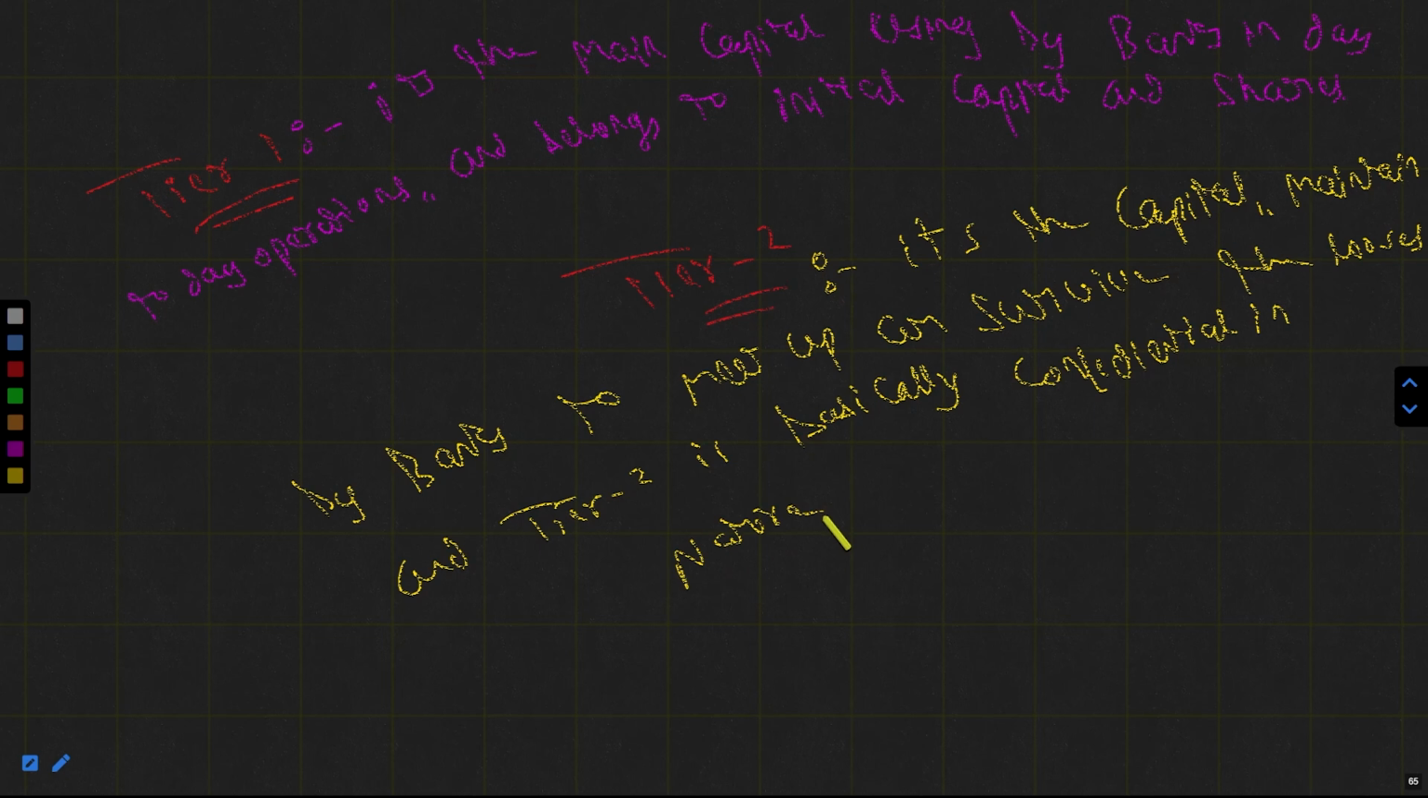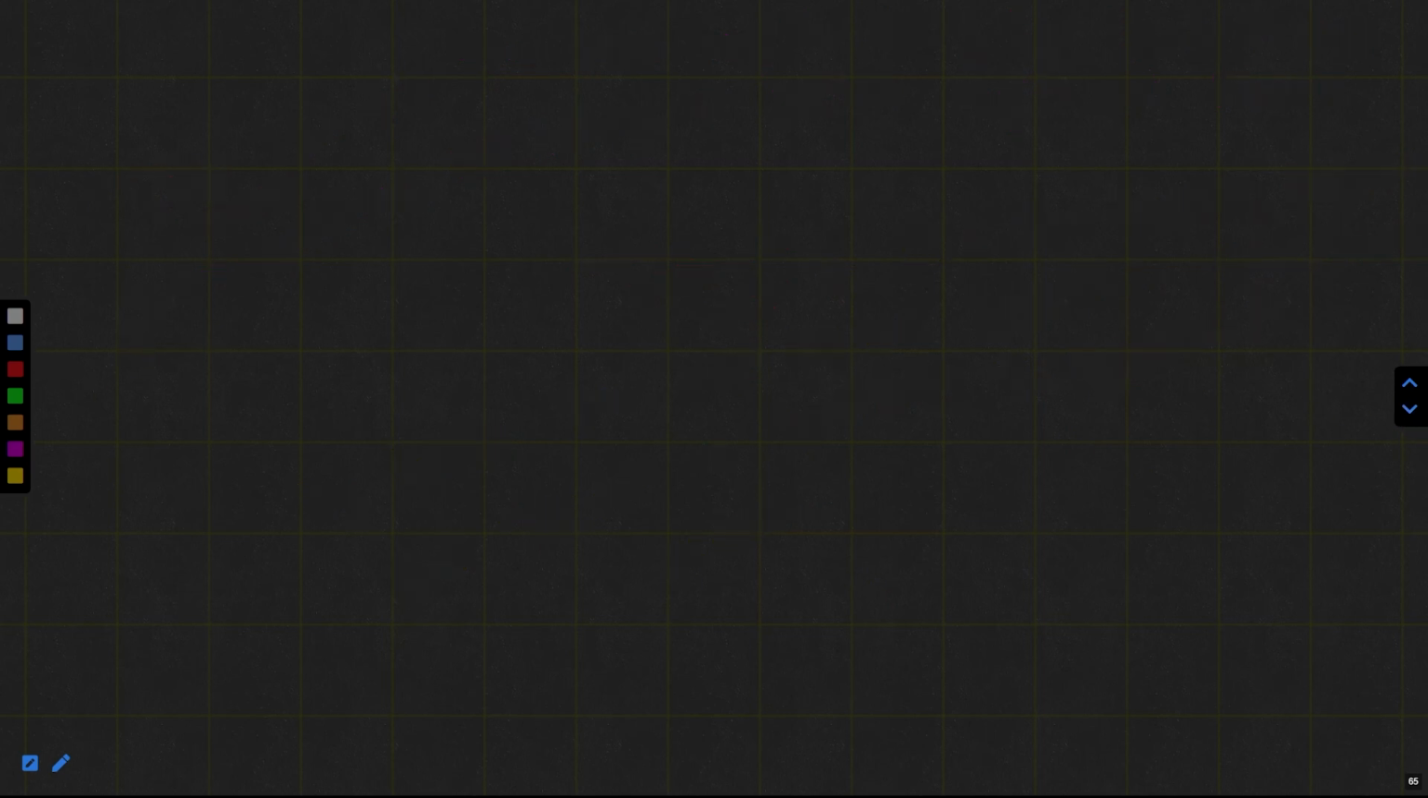Tier 1 is the main capital used by banks in day-to-day operations and belongs to the initial capital and the shares. And the Tier 2, it's the capital maintained by the banks to meet up, you can say, meet up and survive the losses, and Tier 2 is basically confidential in nature. So let's understand it. Okay, suppose this is the bank called XYZ. Right now, I'm giving you the example of Tier 1 capital. All right, this is a bank called XYZ.